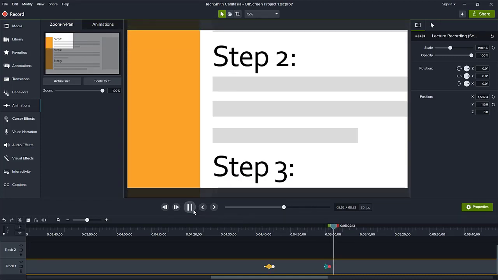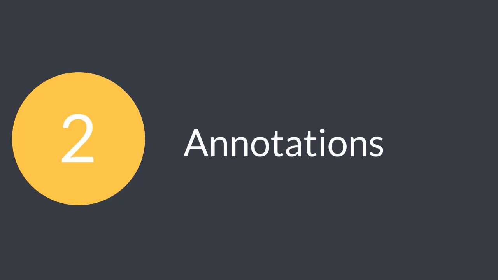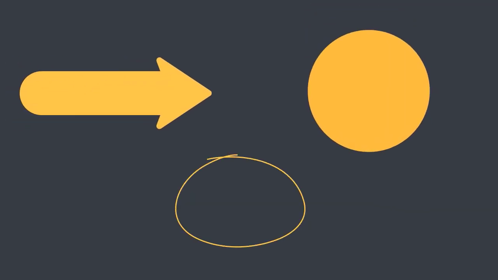Nice! The second way to improve engagement is to help viewers focus on what's important on the screen. To do this, we will use annotations. Annotations include arrows, shapes, or other effects that help draw attention to parts of the screen.